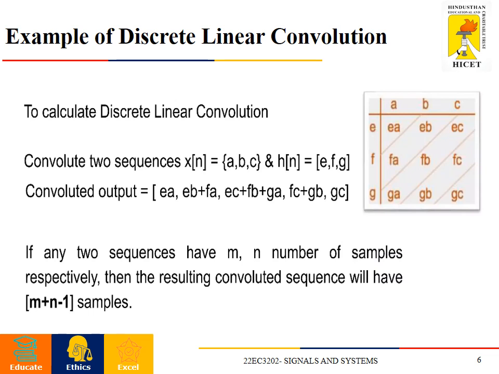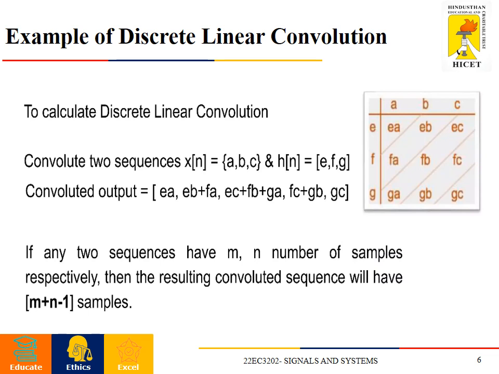To calculate the number of samples in the output, you have to use the formula m plus n minus 1. The m represents the number of samples in x of n and n represents the number of samples in h of n. Here there are 3 samples in x of n and 3 samples in h of n. So substitute in the formula: 3 plus 3 minus 1 is equal to 5. So the convoluted output will have 5 samples.